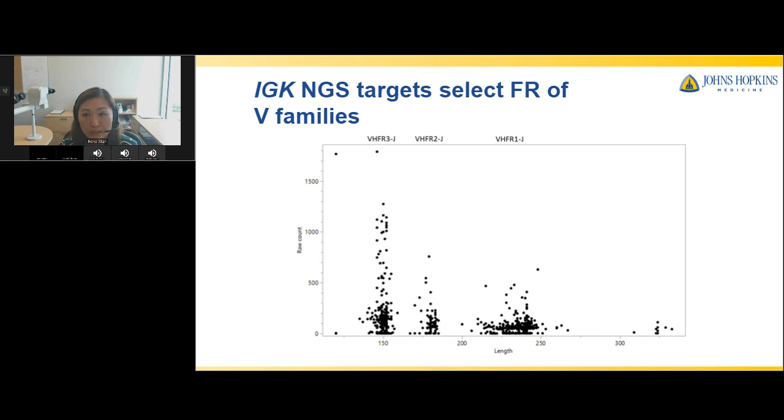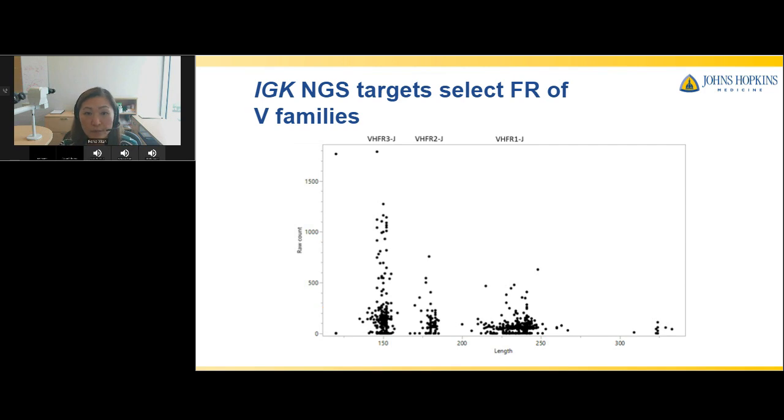So the question now is, do the IgK primers target every framework of every V gene, just like Ig heavy chain? And I will show you that. The other question you should be asking at this point is, why are there amplicons that are both larger and smaller than the known framework regions?